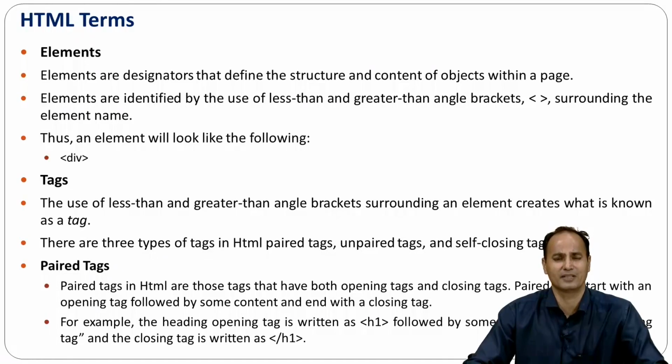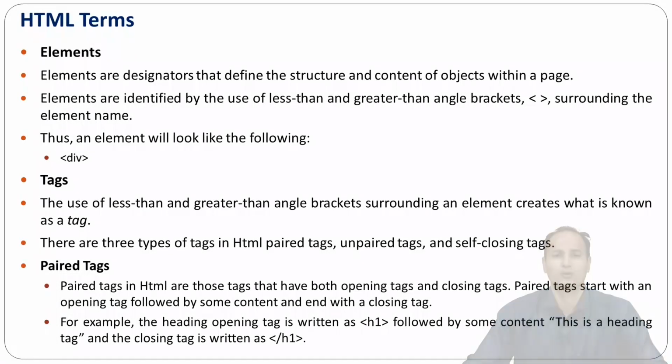There are various elements that make a whole document attractive in HTML. Elements are also known as tags. Elements are designators that define the structures and content of objects within a page. Elements are identified by the use of less than and greater than angle brackets surrounding the element name. Thus, an element will look like the following: less than sign, div, and greater than sign.